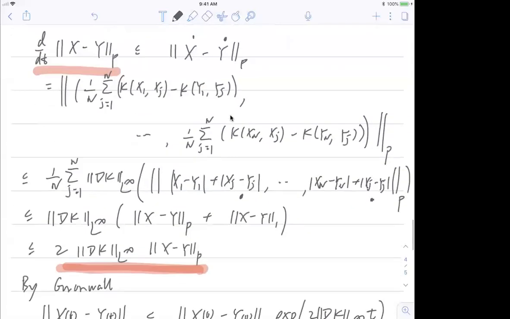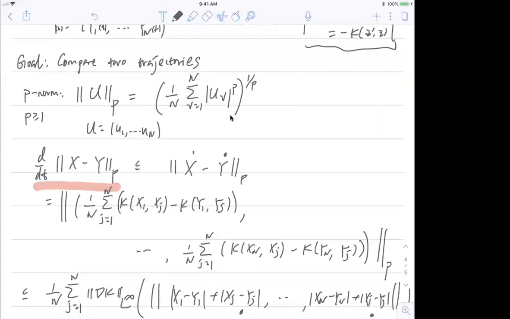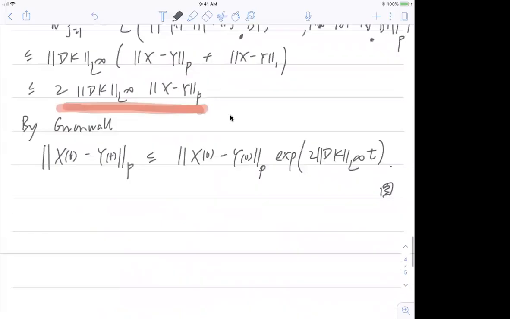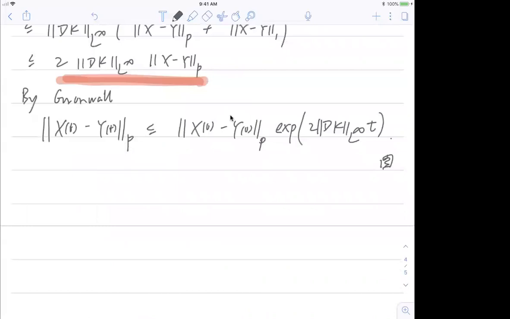Okay, so this is the basic computation, which shows that if K is nice, the two trajectories won't diverge too fast. They can only diverge in an exponential way.